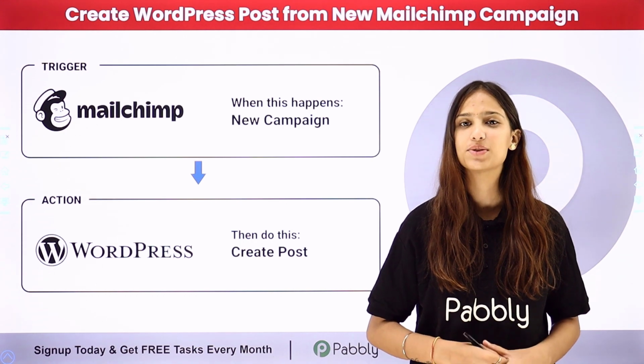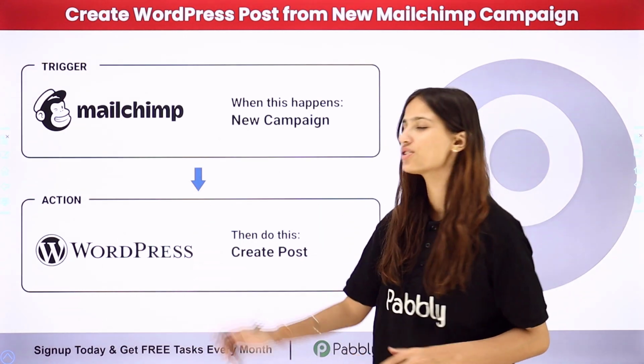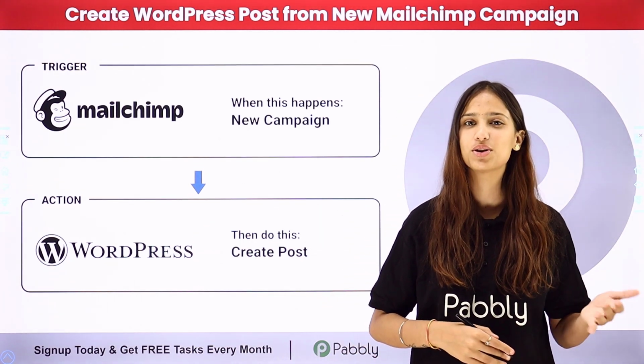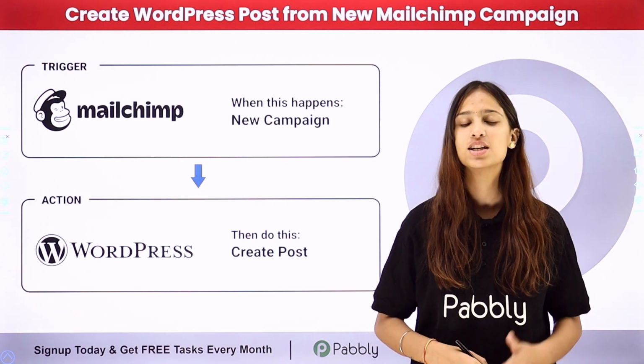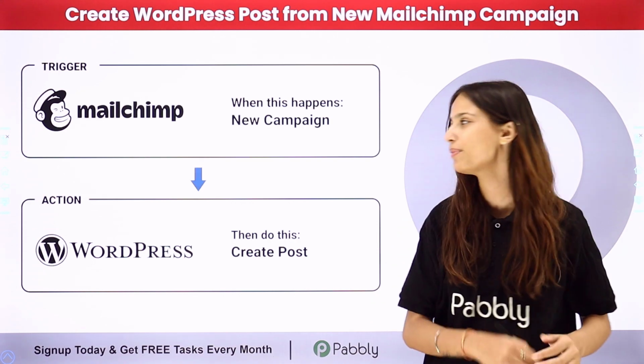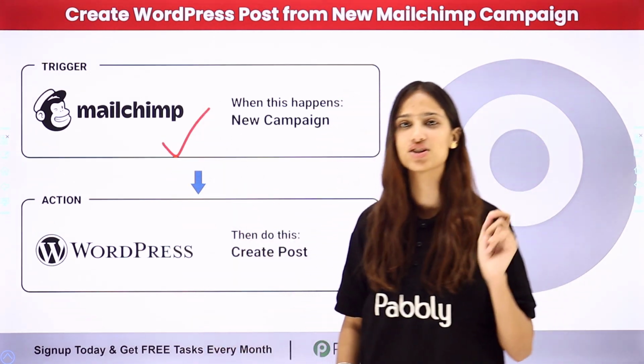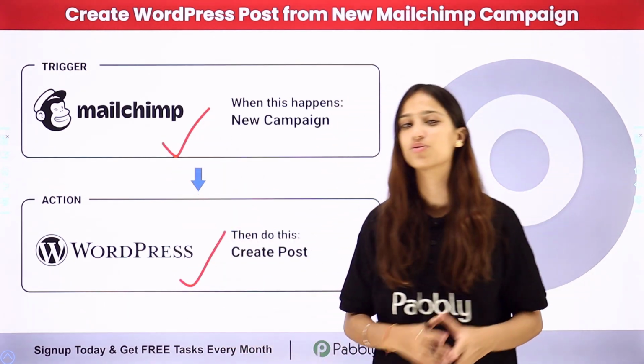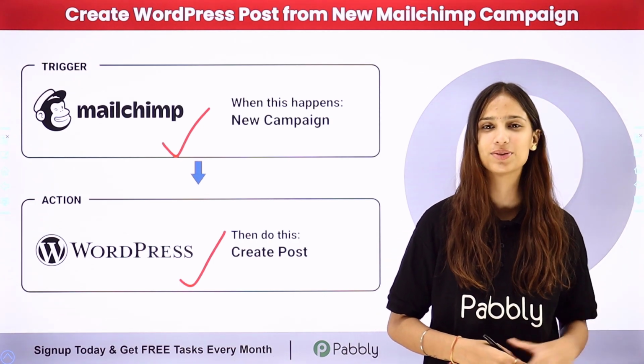So now to do this, I need to set up a connection between these two applications, for which I'm going to use this amazing automation software, that is Pabbly Connect. So Pabbly Connect follows the concept of trigger and action. So here to do this, my trigger application will be Mailchimp and my action application will be WordPress. So if you want to learn more about this, follow me through the screen.